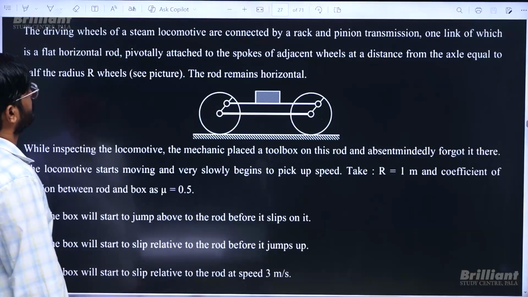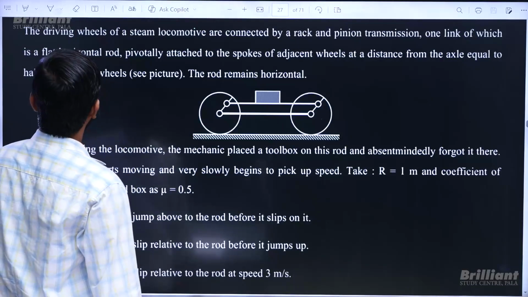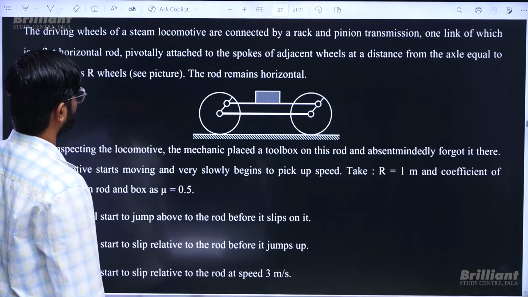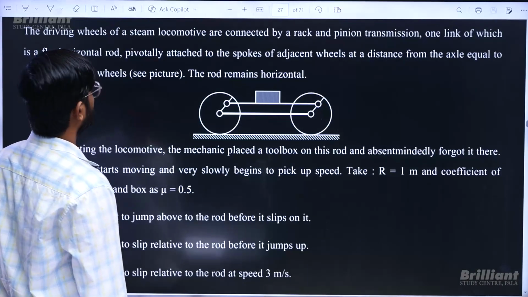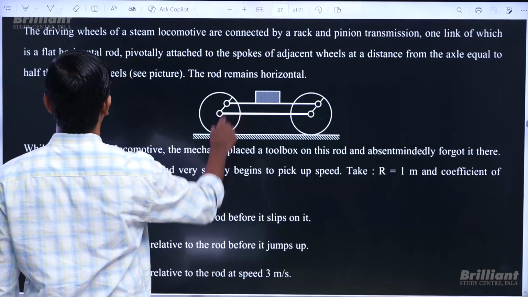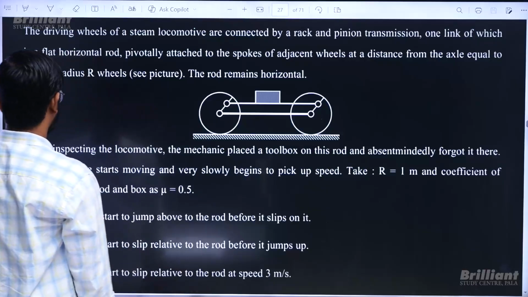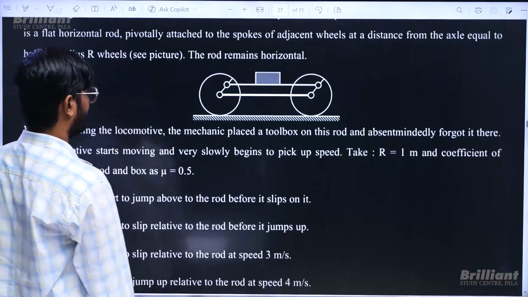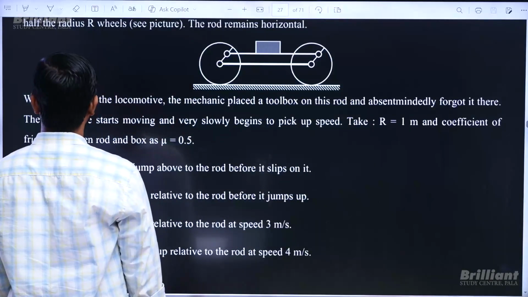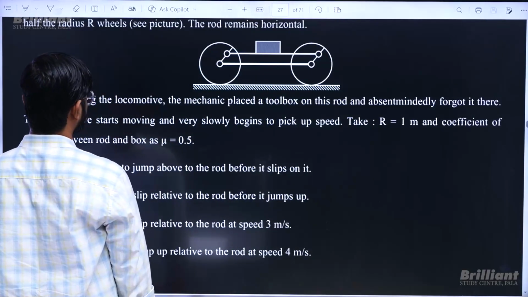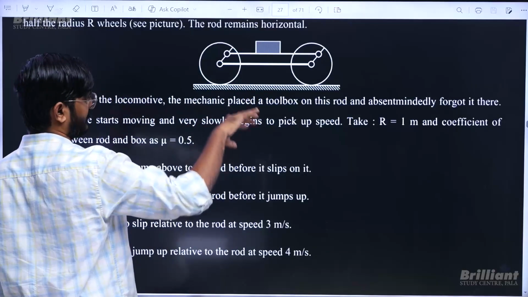The driving wheels of a steam locomotive are connected by a rack, one link of which is a flat horizontal rod. Okay, so this distance is half of the radius. The rod remains horizontal, and while inspecting the locomotive, the mechanic placed a toolbox on this rod and absent-mindedly forgot it there. The locomotive starts, the rod remains horizontal, and the locomotive starts moving and very slowly begins to pick up the speed.